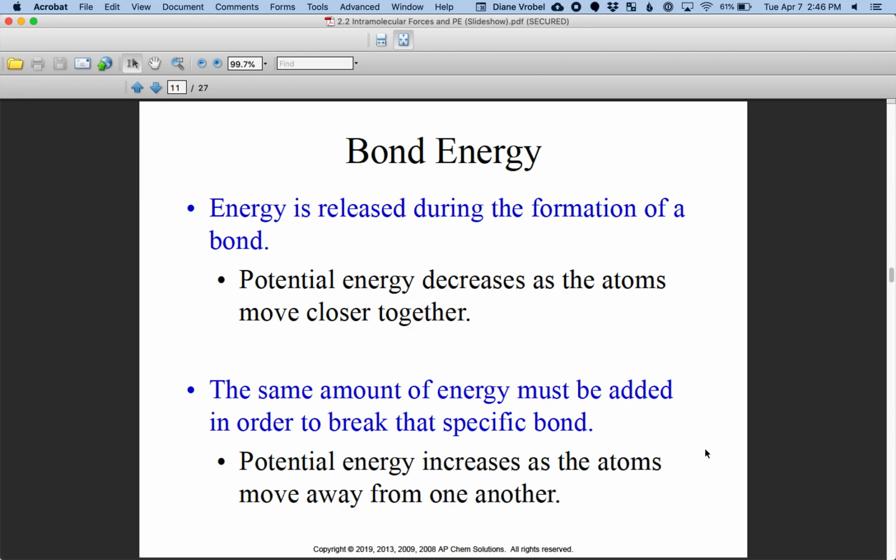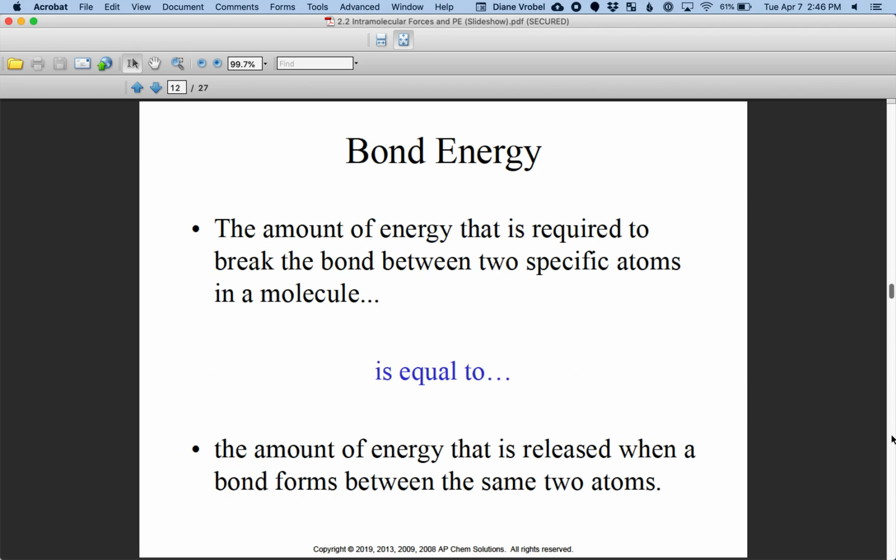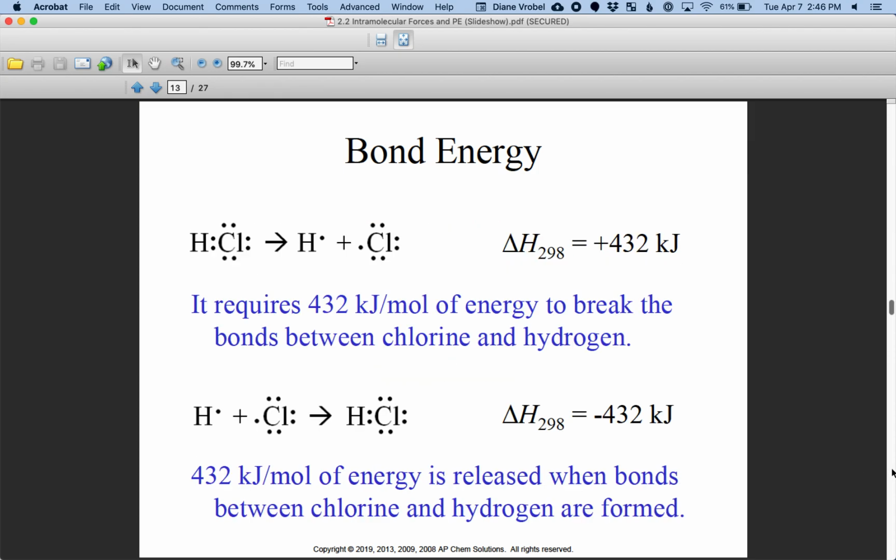Obviously, when we're looking at breaking bonds, we have to put in energy because we're increasing the distance between the two original nuclei. The amount of energy required to break a bond should be the amount of energy that is released, depending on what you're doing with that bond. Here is an example of a reversible reaction. We have hydrochloric acid, and when you break the bond, it's endothermic. When you form the bond, it's exothermic.